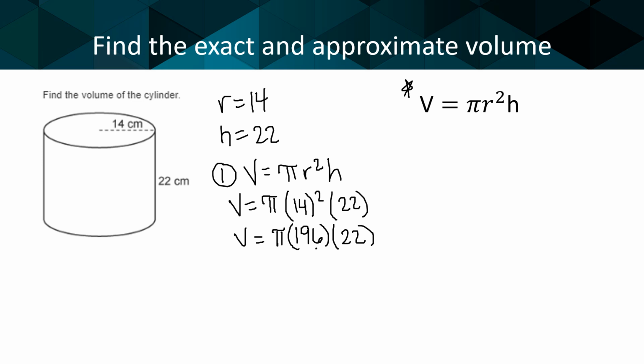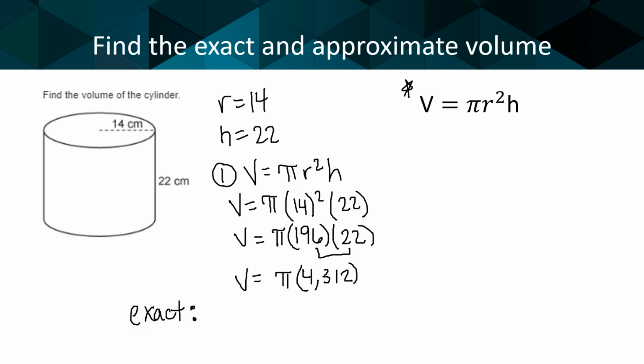So again, I'm just going to do some quick math here, combining my like terms, 196 and 22 with multiplication. And that is going to give us a huge number here. We have 4,312, and that needs to be multiplied by a pi. So volume equals pi times 4,312. We're almost at our exact answer.